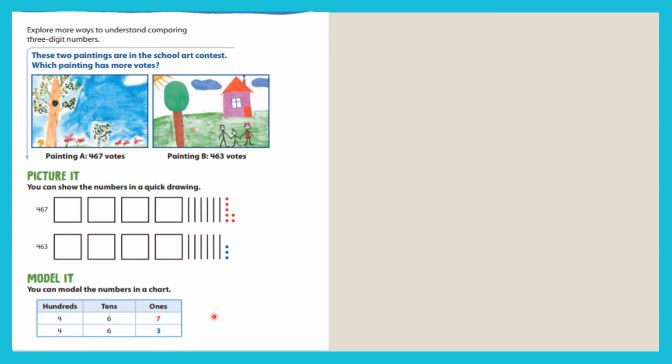The model it shows the same thing. It shows the hundreds, the tens, and ones. 4 hundreds, 6 tens, 7 ones, and 4 hundreds, 6 tens, and 3 ones. 7 is greater than 3, so painting A had more votes.